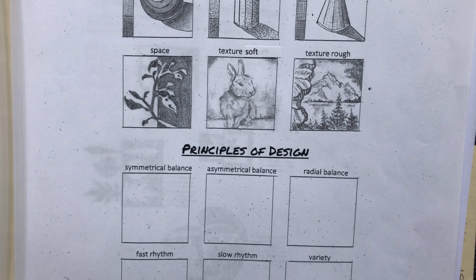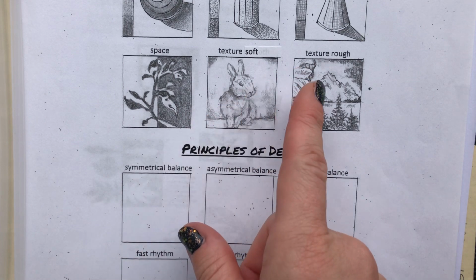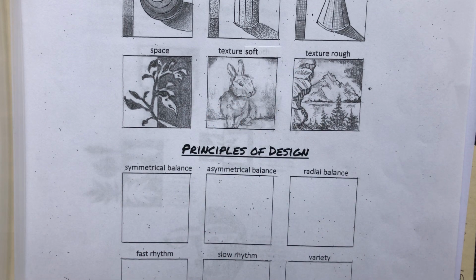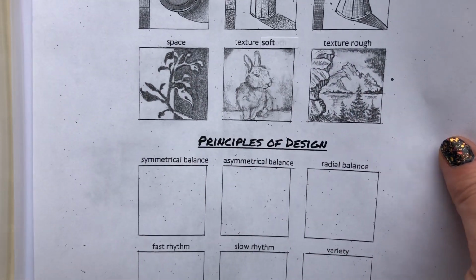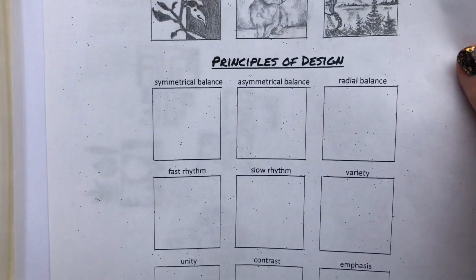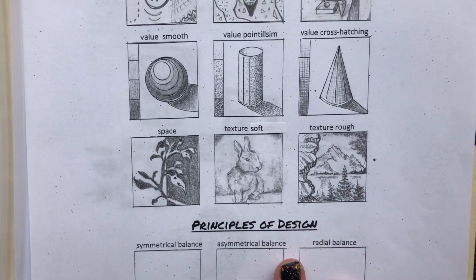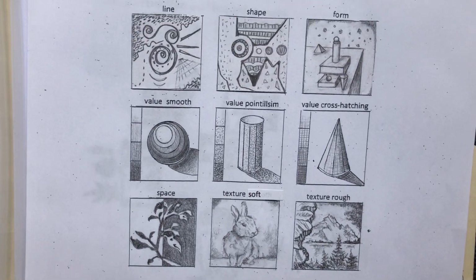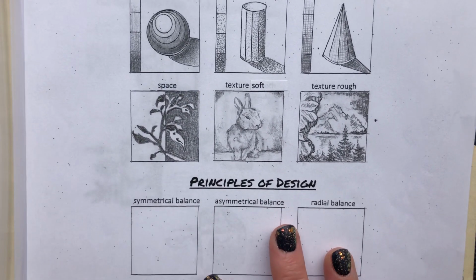All right, my people. The last little thing I want to go over with you is space as well as texture. We have space, soft texture, and rough texture that we're going to be adding in our last little line. As you can see, there is a whole other section to this, but that will be done the next time, after we watch our video on the principles of design. That's coming up in the future. So just worry about turning in the section that says elements of art. Don't worry about the principles of design, because I don't have instructions for that yet.